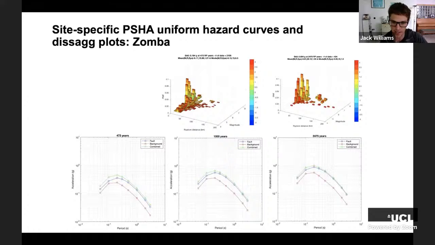Again, if we look at disaggregation plots or uniform hazard spectra, we again see that the fault sources really become important at the longer vibration periods and long return periods. For example, in the disaggregation plots, the one on the left is 10% in 50 years, the one on the right is 2% in 50 years. For the 2% in 50 years, magnitude 7 to magnitude 8 earthquakes at distances up to 100 kilometers away really become important. So it's again showing that including this fault source information is really important for infrequent large magnitude earthquakes in the East African Rift.